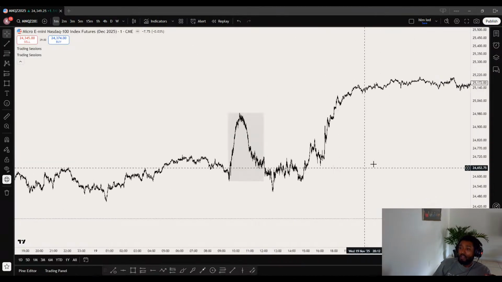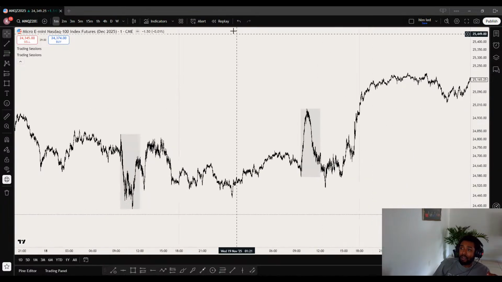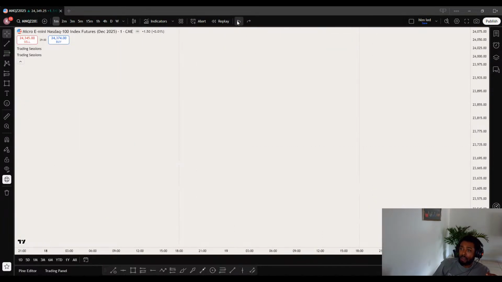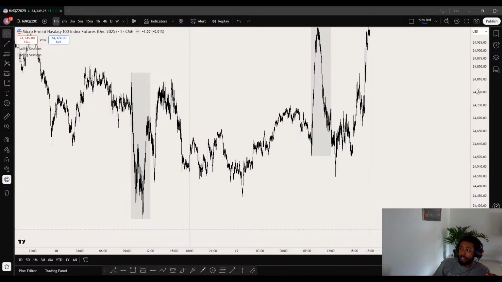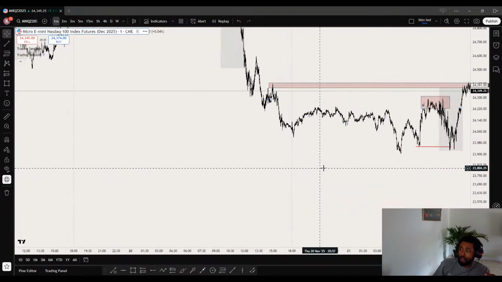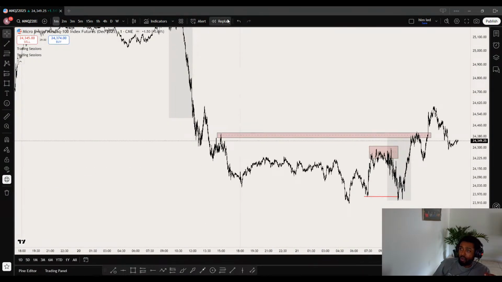Like this week's order flow, damn, I ended up deleting. I ended up pressing something. Let me see if I can get it all back. I deleted all the damn price action that I just charted, that I really wanted to show y'all.